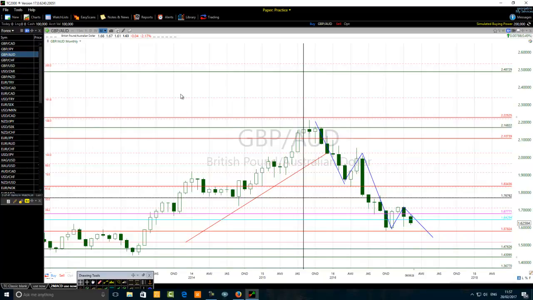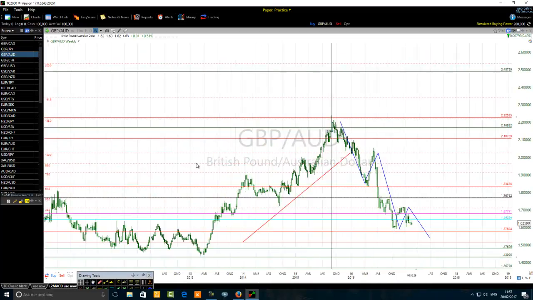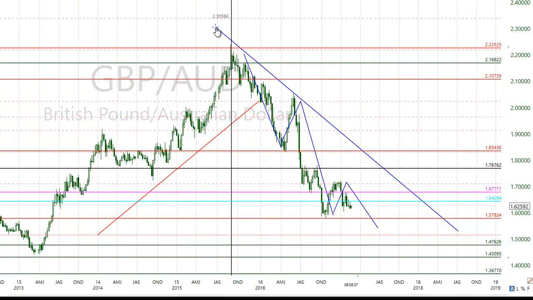Going to the weekly chart, I want to draw on my chart a trend line. So here it is, this trend line here, connecting.